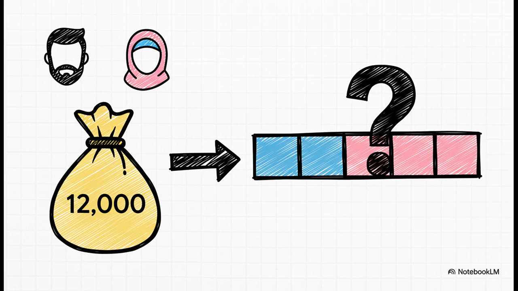Okay, first up, a classic business scenario. You've got 2 partners, let's call them Ahmed and Fatima, and they need to split a profit of 12,000 rupees. It's not a 50-50 split, though. They're splitting it in a ratio of 3 to 5. The question is, how much does Fatima, the second partner, actually get?